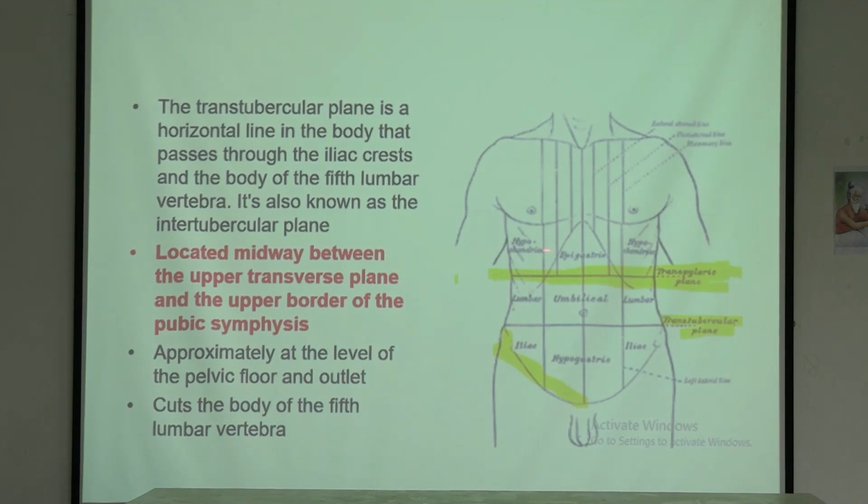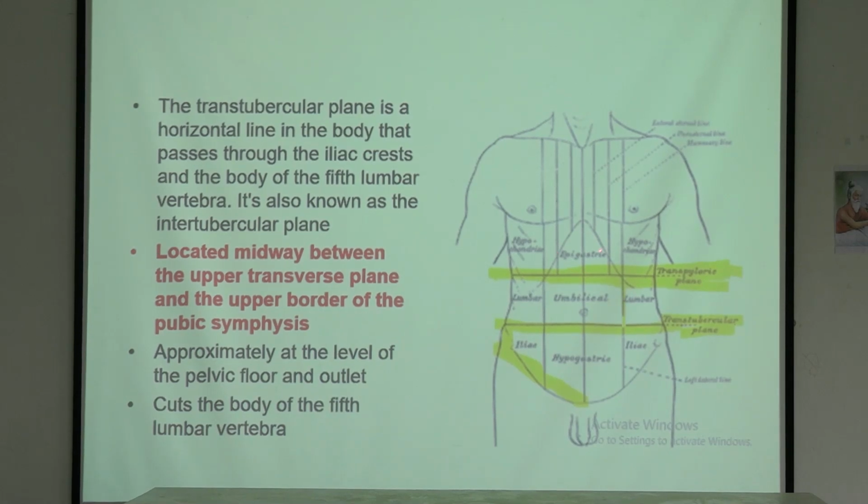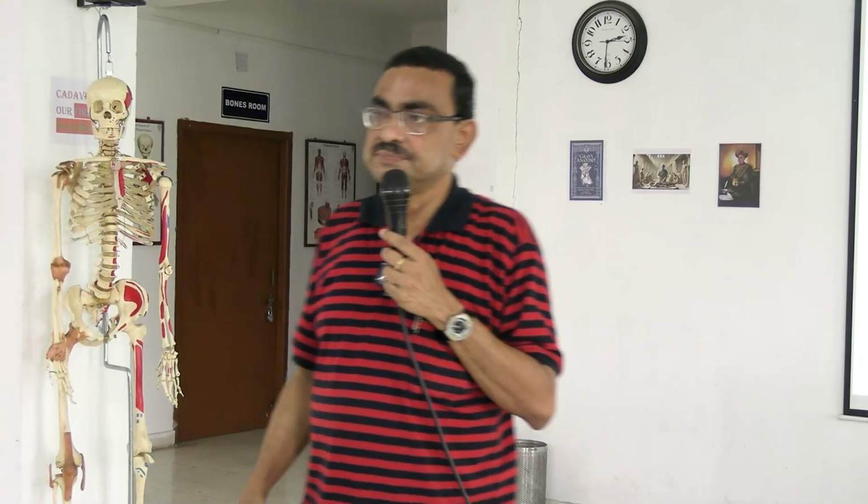Here is the transpyloric, transtubercular, and right and left lateral planes. So we can get so many quadrants now. This is epigastrium, this is right hypochondrium, this is left hypochondrium, this is around the umbilicus, so umbilical, this is right and left lumbar, this is hypogastrium, and right and left iliac fossa. So there are 3 major planes.